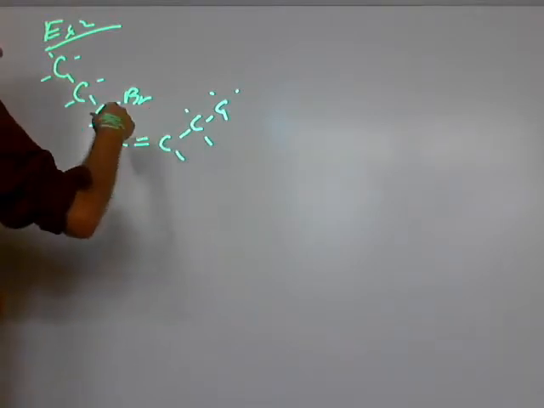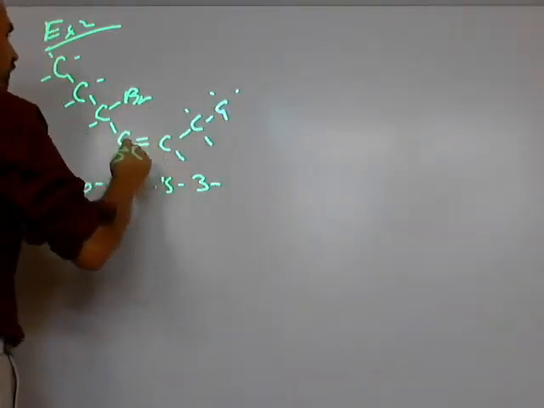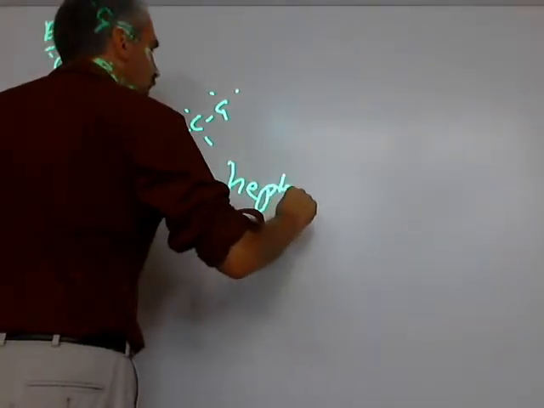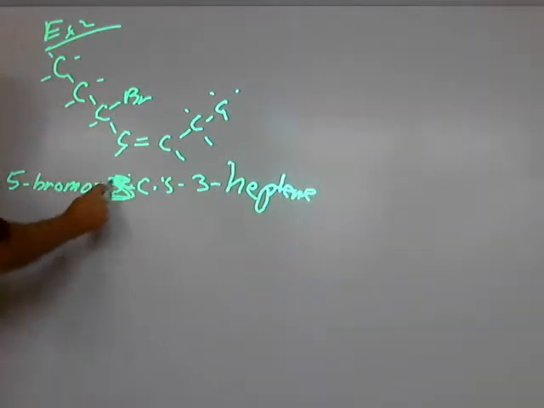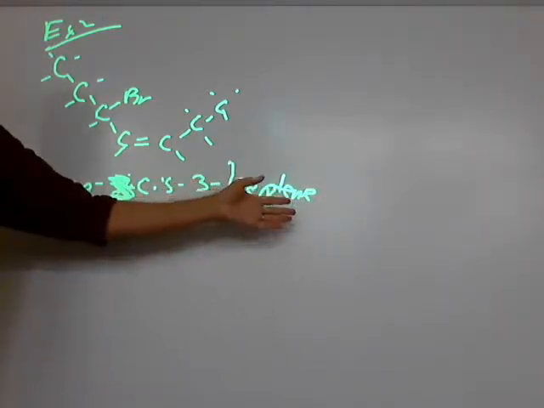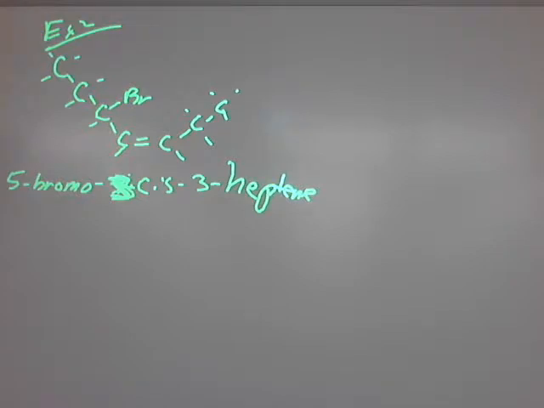Is this trans or cis? Cis, 3, 1, 2, 3, 4, 5, 6, 7. What's 7? Heptene. Okay. So 5 bromo, cis, 3 heptene would be the correct answer. The 3 goes after the cis and before the name of the parent chain. Okay.